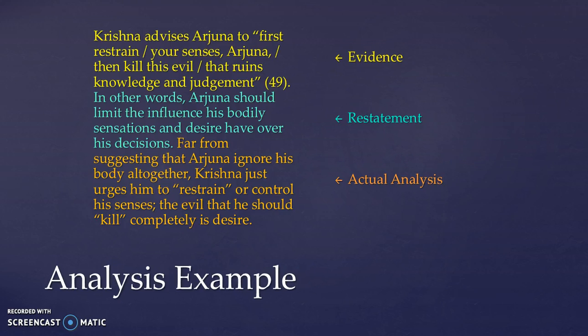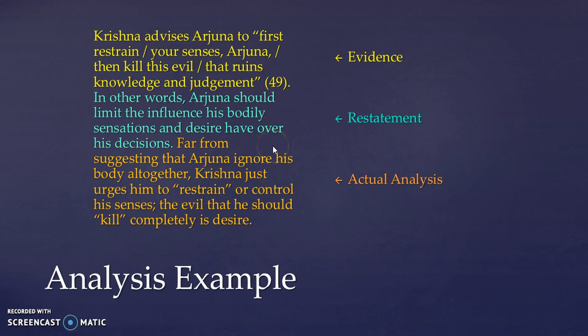So here's an example. Your quotation, which is nicely integrated: Krishna advises Arjuna to, quote, "First restrain your senses, Arjuna, then kill this evil that ruins knowledge and judgment." And then here's a restatement. In other words, Arjuna should limit the influence his bodily sensations and desire have over his decisions.